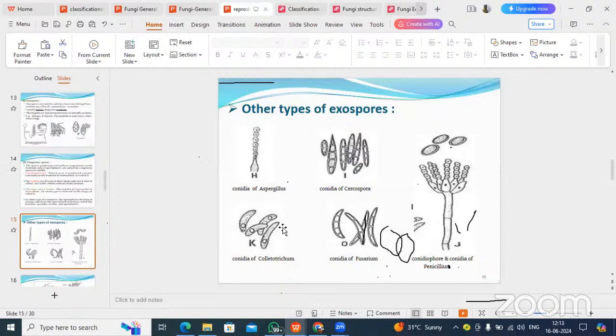Cercospora, tikka disease of groundnut, we have taken the section. That also is half-moon shape or sickle shape. Sickle, you know, sickle shape.